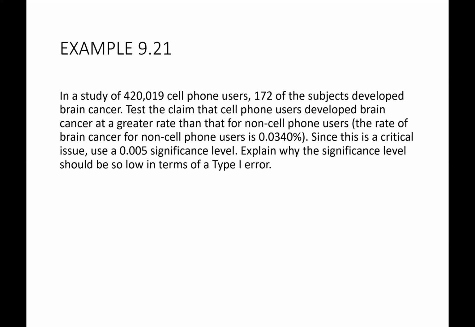Well, a type 1 error is if you reject the null when it's true. Then you're going to reject that this is at a higher rate, and you're going to assume it isn't, and that could be a problem.